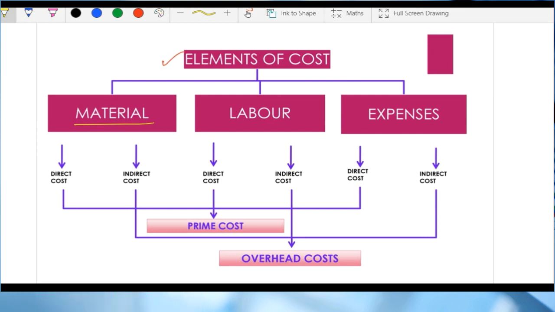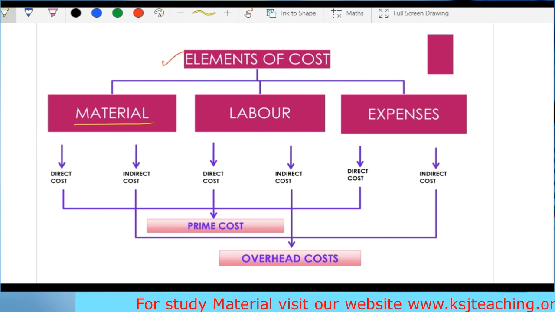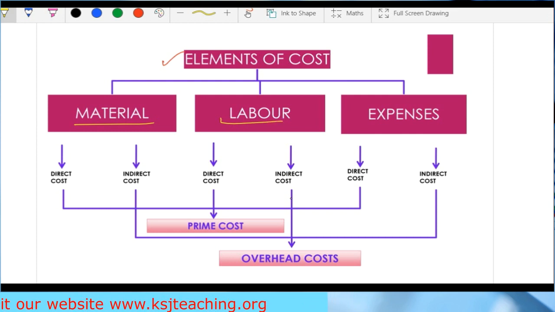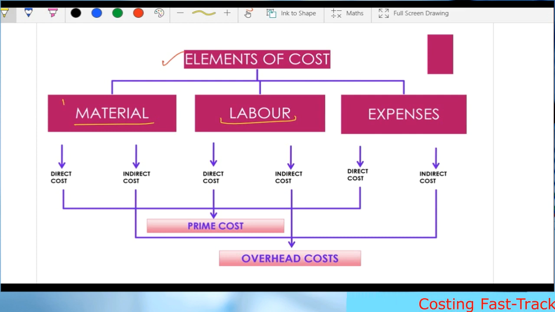Now, the second thing. The material is there on your site. You have the bricks, you have the cement, everything is there. The labor is not there. Can you start with the construction? No, sir. So after material, what you require is the labor. You have the cloth for making the t-shirt, but you don't have the labor who can do that. Can you then make a t-shirt? No, sir. So the first element is material. The second element that is important is labor.